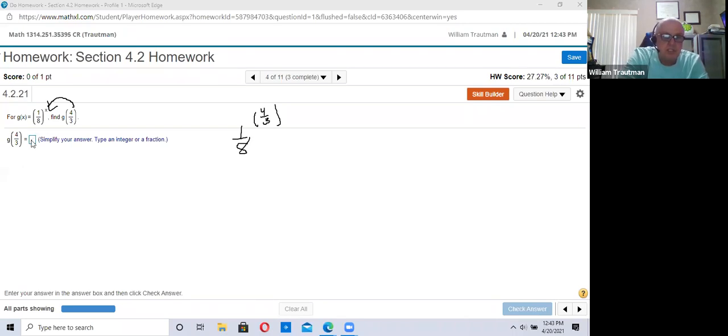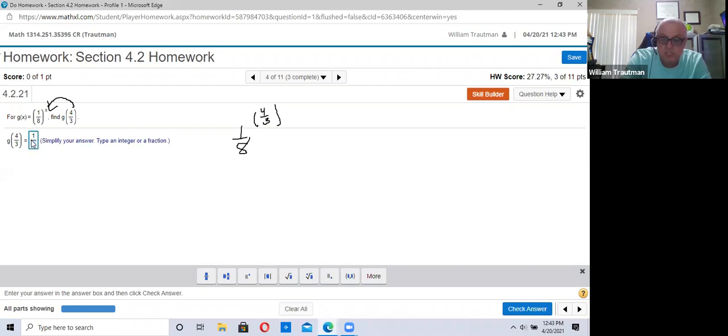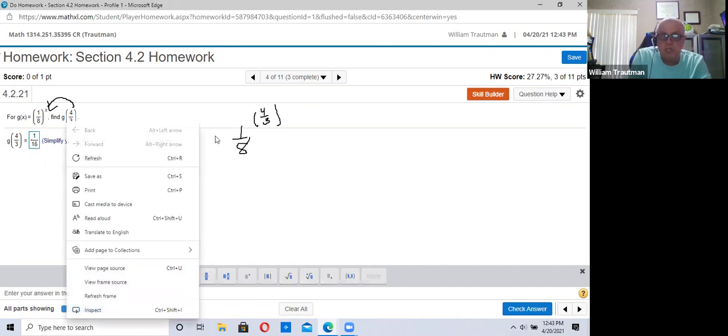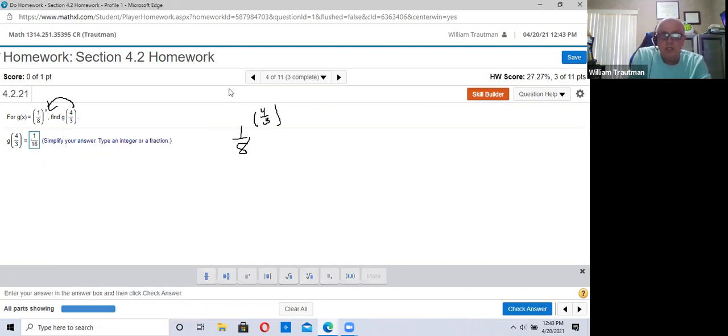So does anybody need me to show you how to type that in your calculator? 1 over 8. Then raise it to a power, put a parentheses, and then a fraction 4/3. And you get 1 over 16 as your answer.